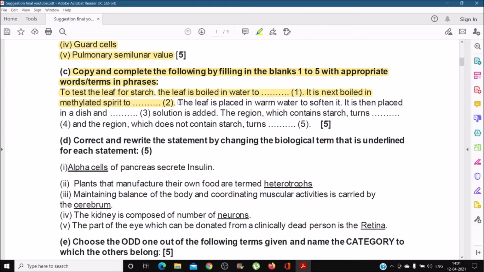The leaf is placed in warm water to soften it. It is then placed in a dish, number 3, and iodine solution is added. The region which contains starch turns dash, number 4. And the region which does not contain starch turns dash, number 5.